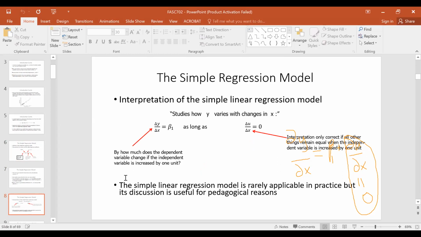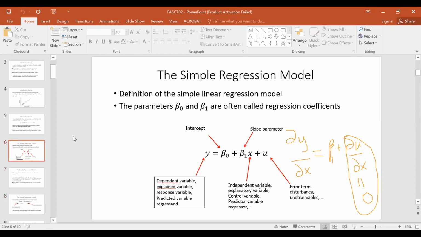Okay. So the simple linear regression model is rarely applicable in practice, but its discussion is useful for teaching purposes. Why are we saying it's rarely applicable? Because rarely will you have a model where only one variable is being used to predict another variable. For example, it's not only fertilizer that affects the yield or the harvest. So it is inadequate to have a model of just harvest and fertilizer. You may want to add rainfall, pesticides, and so on.